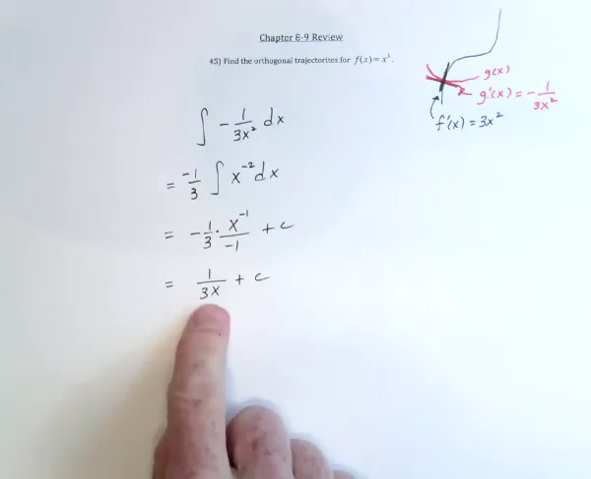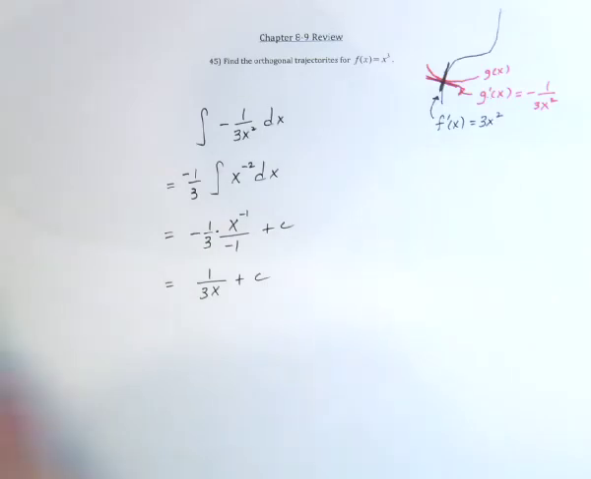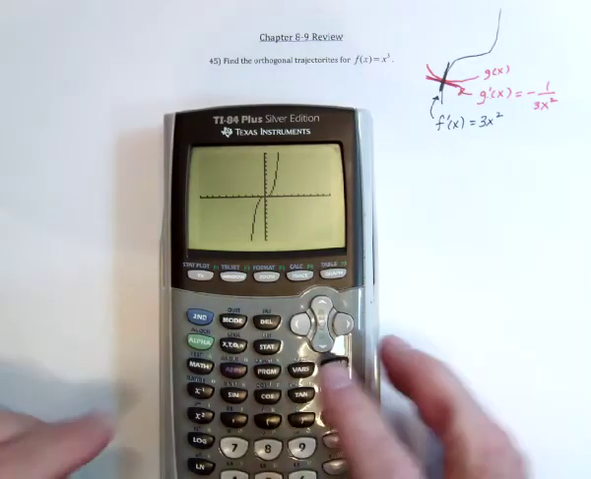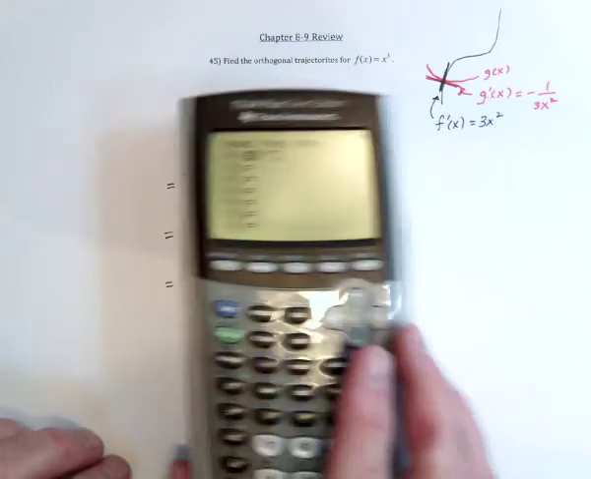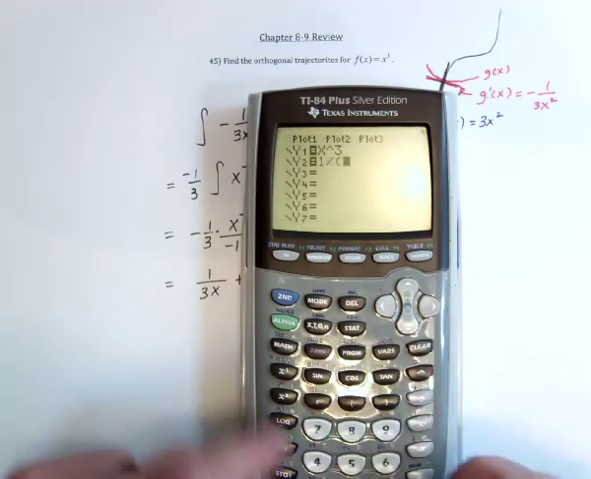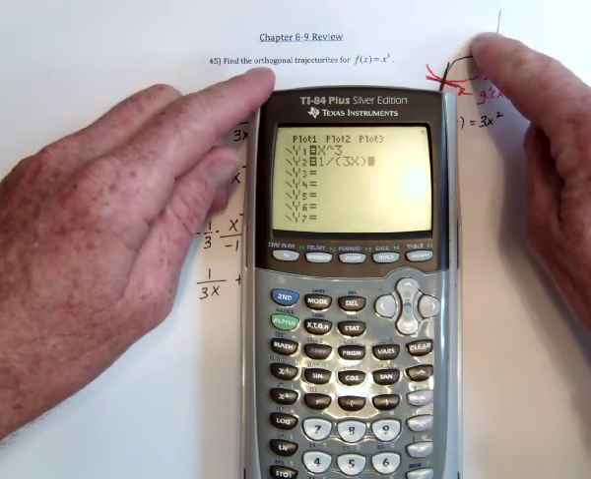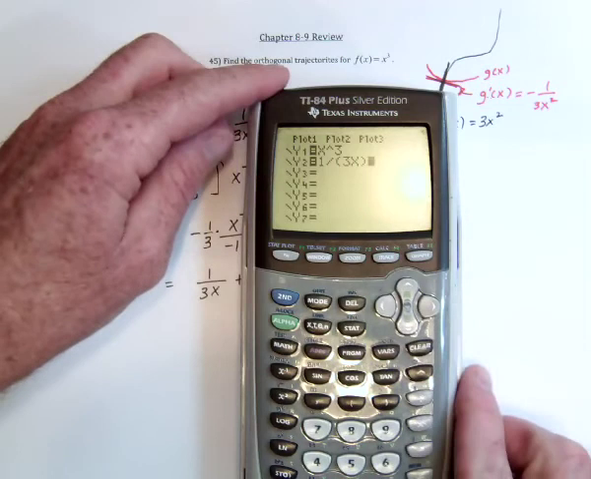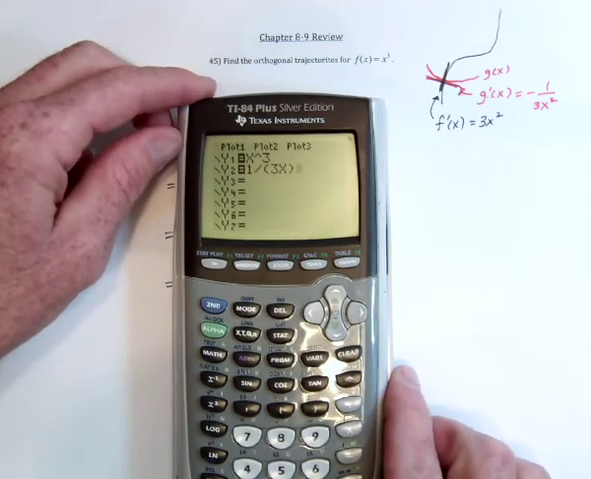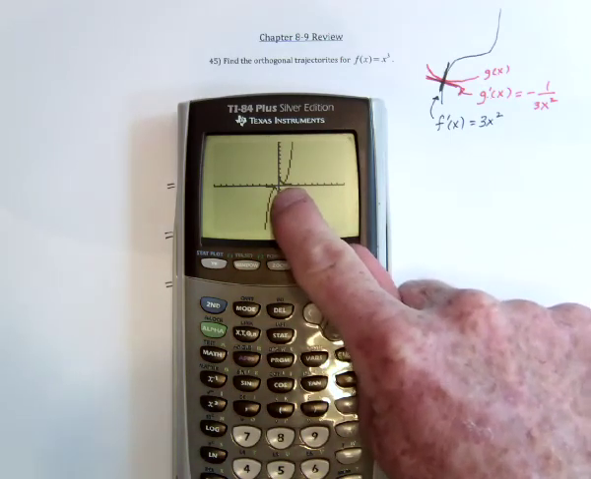So this function right here, when you look at their tangent lines, they should be perpendicular. Let's see. So if you look at what we got, which is 1 divided by 3x, and then plus c would just move it to different places. So let's see if we can see what's going on with just these two. So there's two places where they intersect. I do need to zoom in.